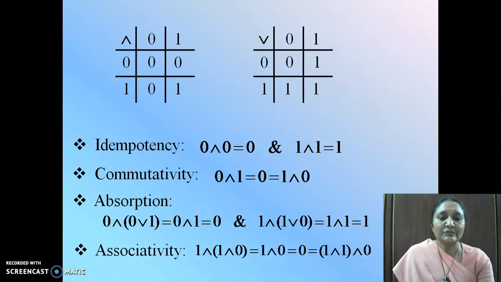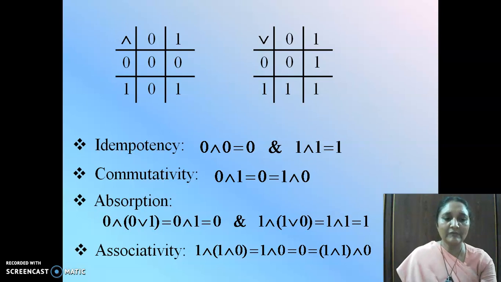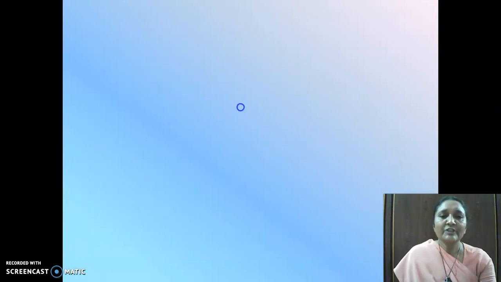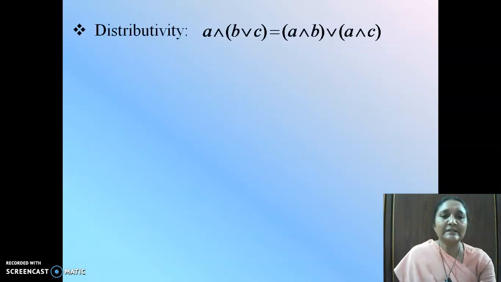Also the associativity property: 1 meet of 1 meet 0 is equal to 1 meet 0, which is equal to 0, which is also equal to 1 meet 1 of meet 0. Now when you take the values of A, B and C to be either 0 or 1, then we can see that the distributivity law also holds good.